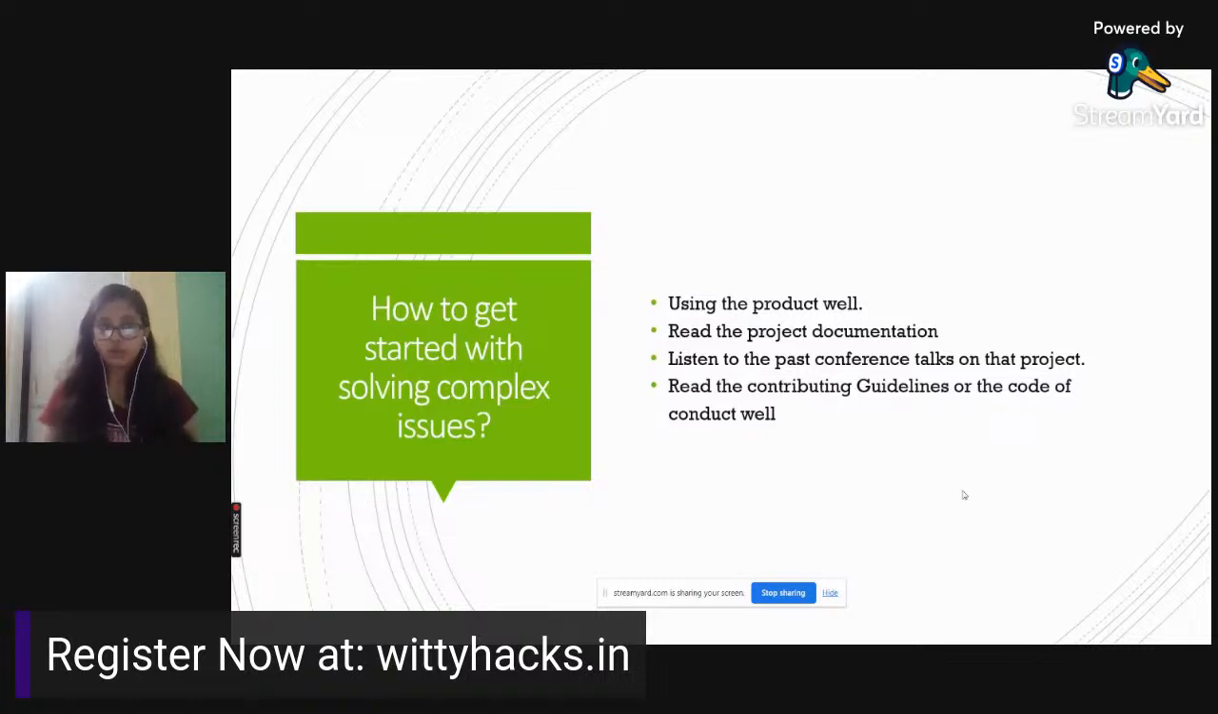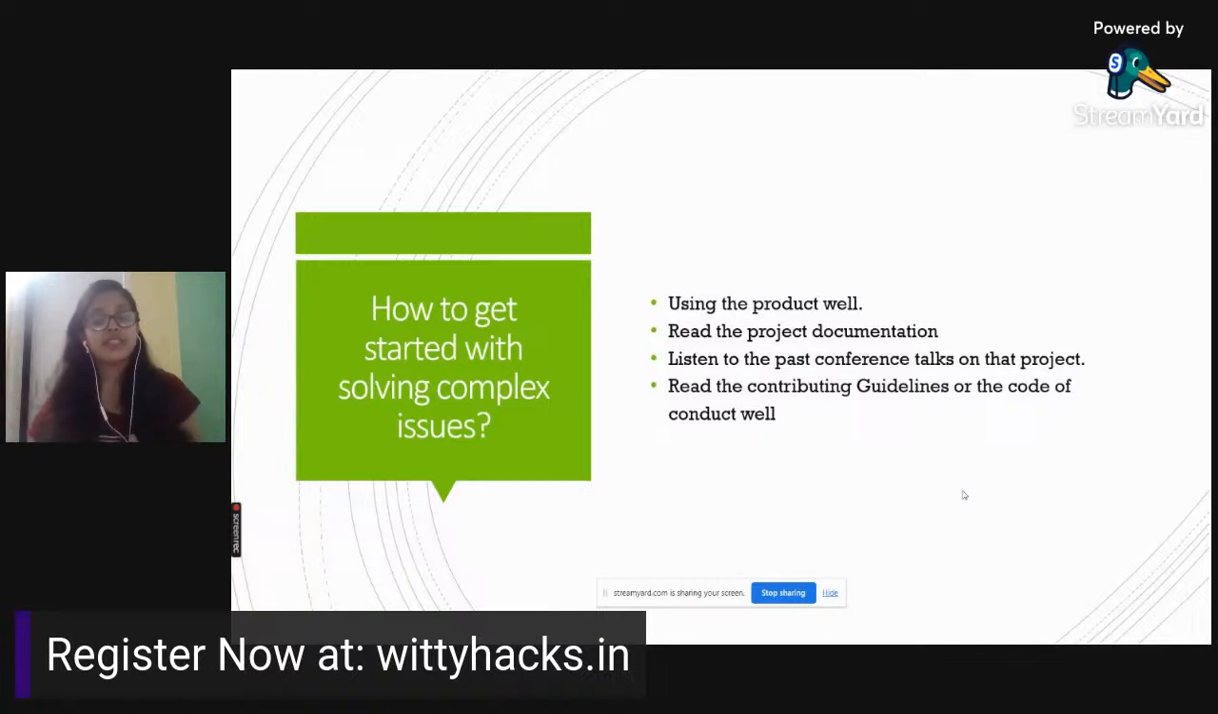Okay, so how to get started with solving complex issues? The first point is use the product well. This is an example that I give a lot: if you don't know what the blue tick is there for in WhatsApp, you will not be able to make changes in the code base, right? If you don't know what that button is there for, you won't be able to make changes or add functionality there. So make sure that you explore the product well. You explore all the features and the functionalities of the product before starting to contribute there. So this is the first point.